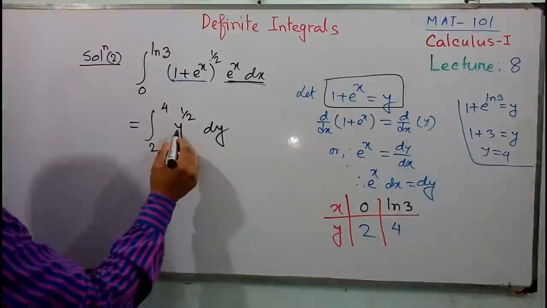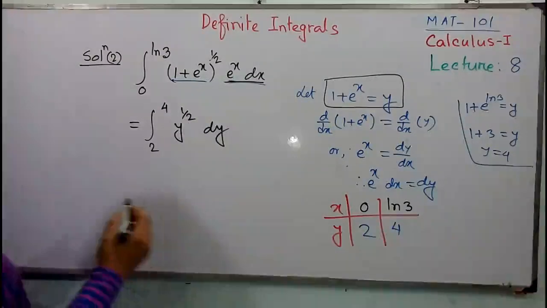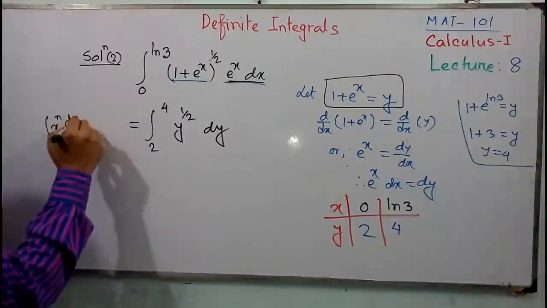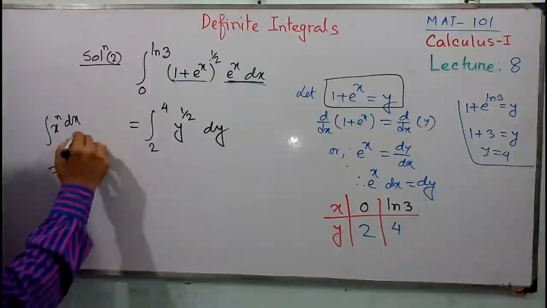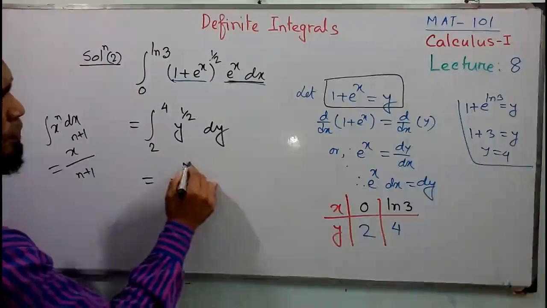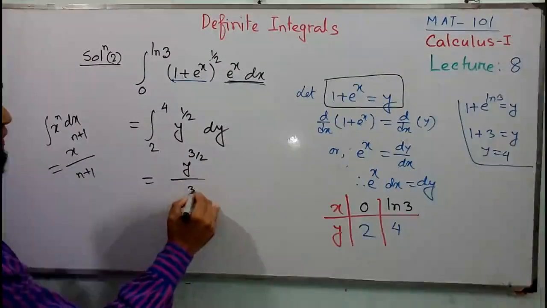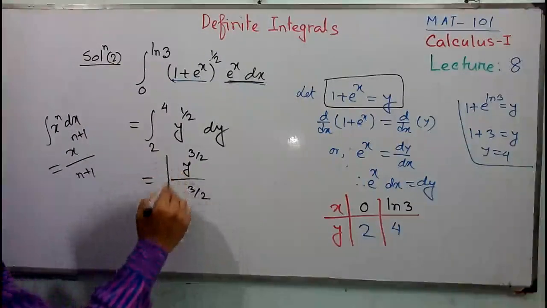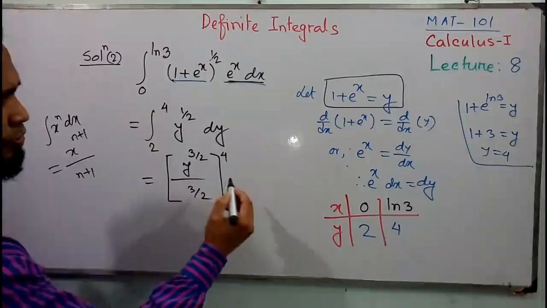Now integration of y to the power half is what? You apply the formula, which is integration of x to the power n dx. X to the power n dx is what? X to the power n plus 1 by n plus 1. Like this way we apply half plus 1, that is 3 by 2 divided by 3 by 2. Like this formula, n is half. So upper limit 4, lower limit 2.